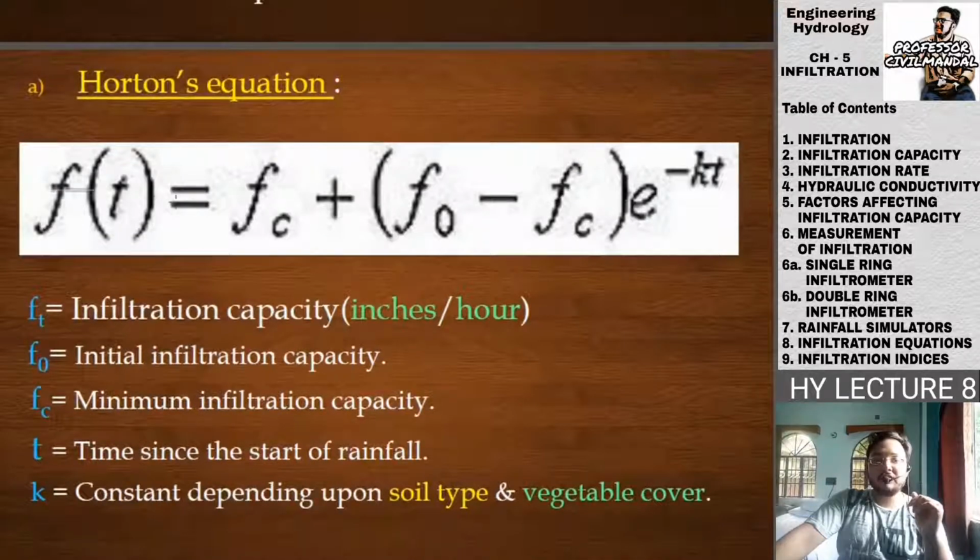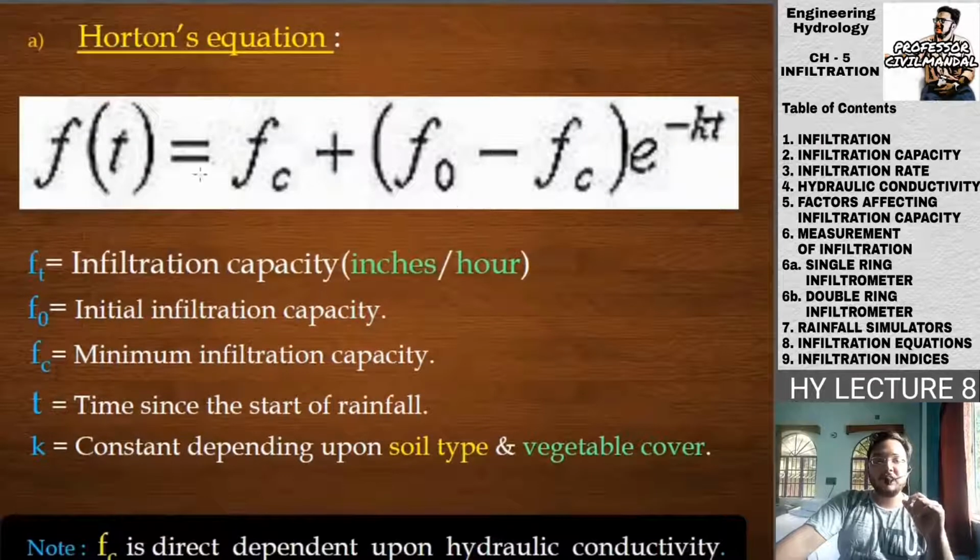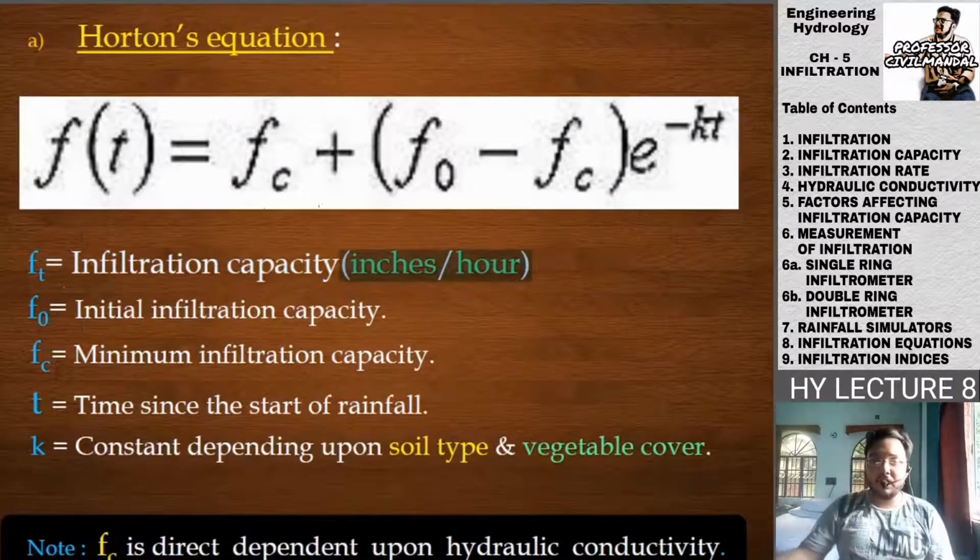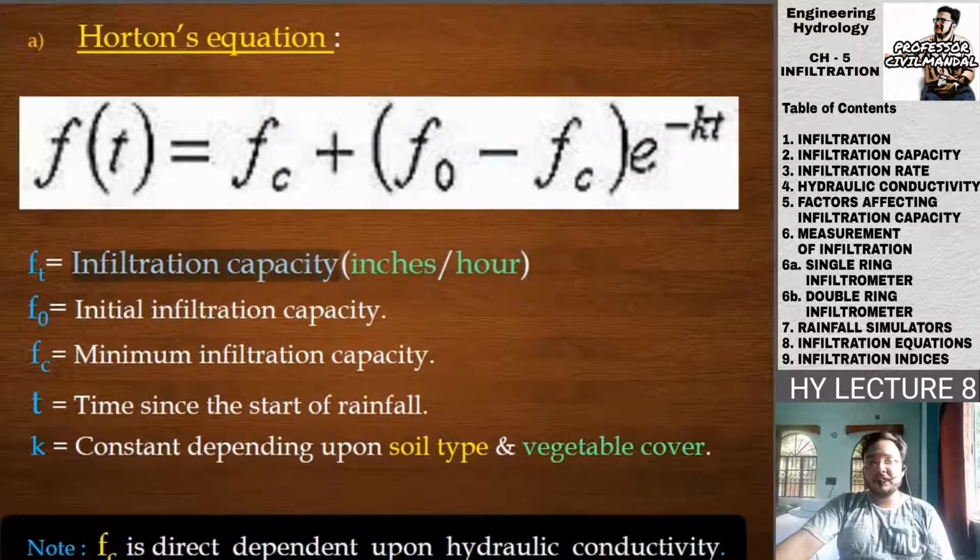In Horton's equation, it is given by f_t is equal to f_c plus (f_0 minus f_c) whole multiplied by e to the power minus kt. So this Horton's equation is written in the exponential form, and this f_t, the function of t, is known as the infiltration capacity, and it is measured in inches per hour. So you just note the unit that it is measured in inches per hour, and this gives us the infiltration capacity. Next is the f_c, and f_c is the minimum infiltration capacity.